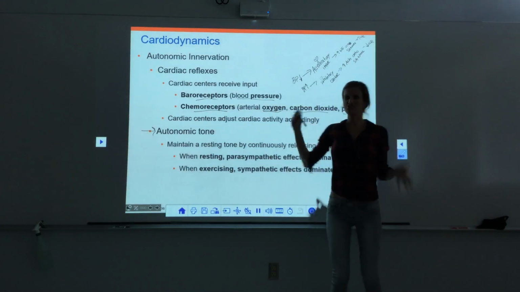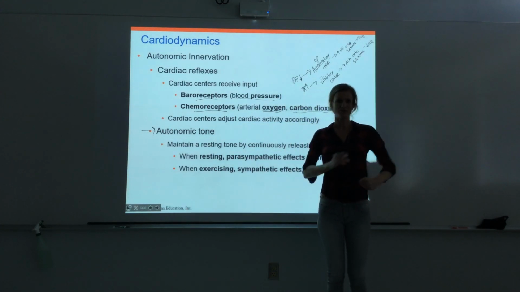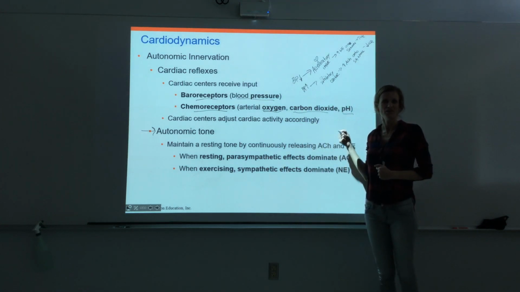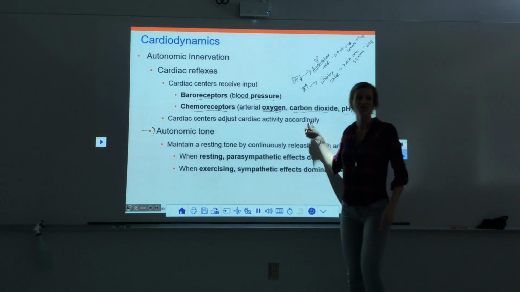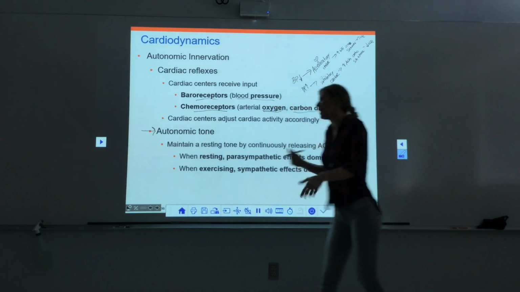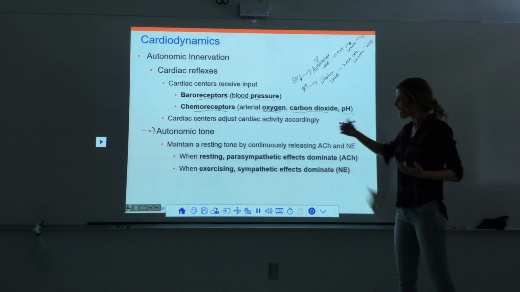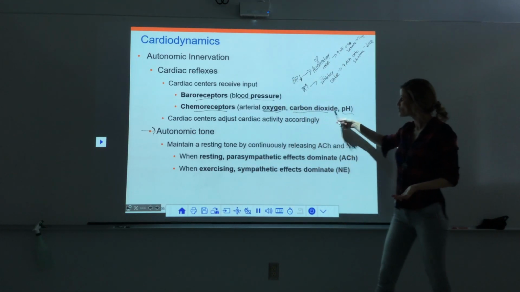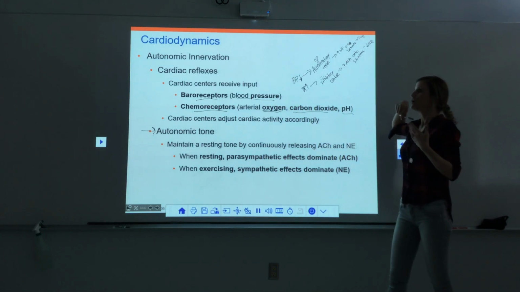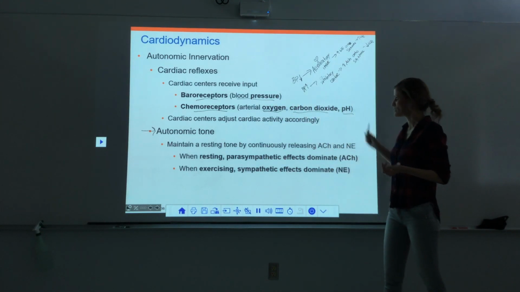But we always think like oxygen's the most important, right? Like we would alter respirations, we would alter blood flow, all based on oxygen. But pH is actually the most important. We alter it mostly based on pH, then carbon dioxide, then oxygen. But again, we'll talk about that more later. In any case, though, we're going to alter our heart rate and cardiac output according to these concentrations.